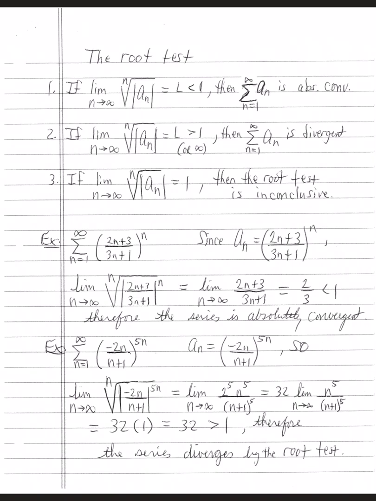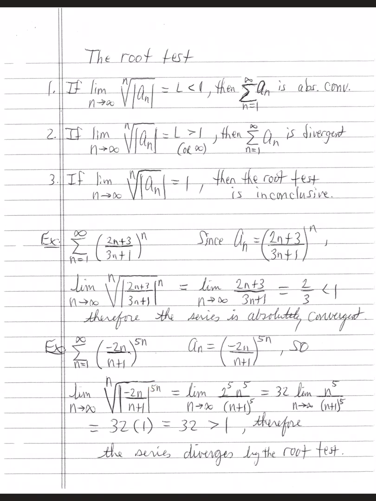Another example, the sum from 1 to infinity, negative 2n over n plus 1 all to the 5n power. So this term is your a sub n term. Let's apply the root test. Limit as n goes to infinity, the nth root of the absolute value of negative 2n over n plus 1 all to the 5n. That nth root and that power of n will cancel.